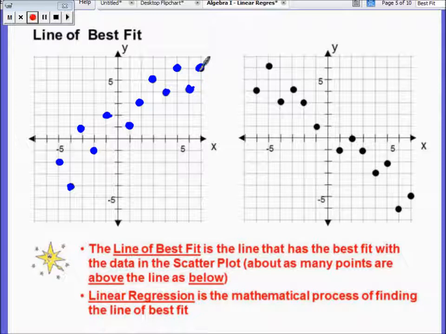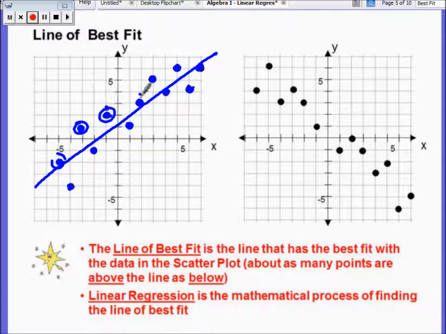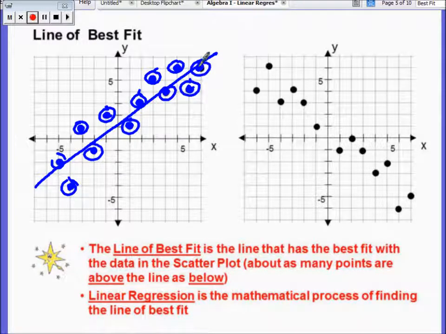So let's say I draw my line here. And let's count. I have 1, 2, 3, 4, 5, 6 points above, and 1, 2, 3, 4, 5, 6 below. So that's a pretty good estimate of your line of best fit.